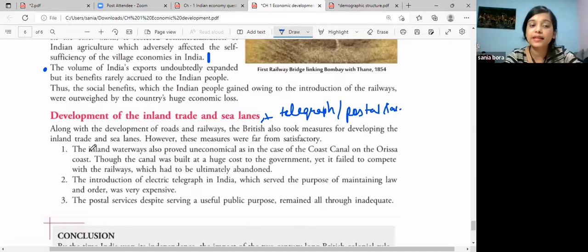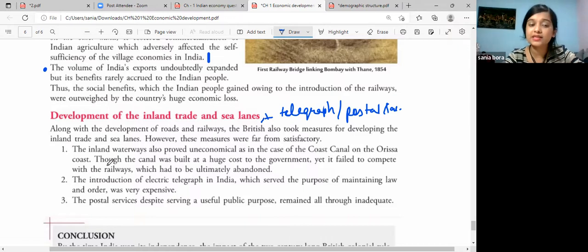First, inland waterways also proved uneconomic, as in the case of the coastal canal on the Orissa coast. Though the canal was built at huge cost to the government, it failed to compete with the railway. Roads and railways benefited India a lot, but coming to inland and sea lanes, they were not so economical. People used to prefer roads or railway over inland and sea lanes.